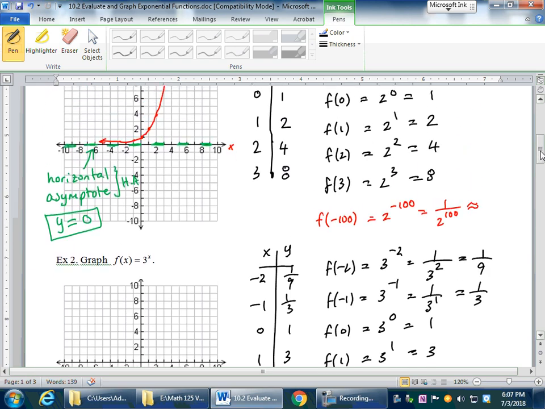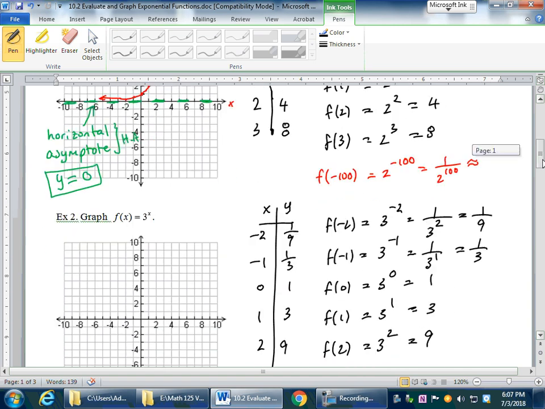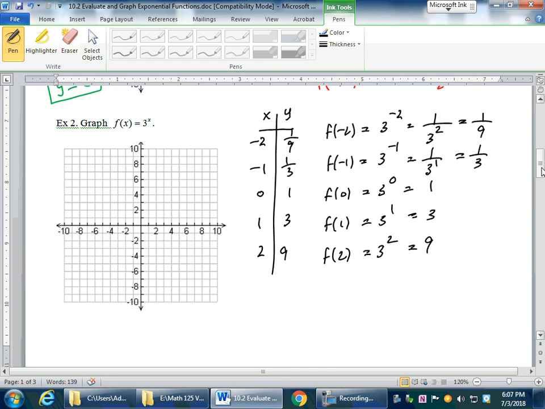Notice that at 0 it is 1, the same, but when x is 1, the previous one, because of base 2, it was 2, right now it's 3. When x is 2, it was 4, and right now it's 9. So notice that it's shooting up a lot faster on the right hand side, as well as getting closer to the x-axis a lot faster on the left hand side, because you can see the y values will be 1/3 and then 1/9.